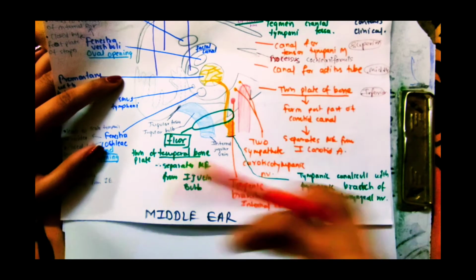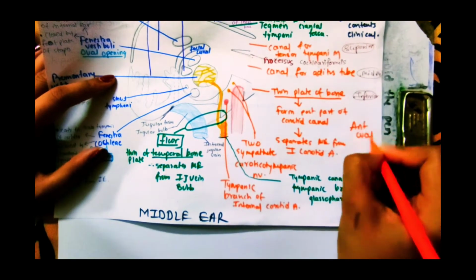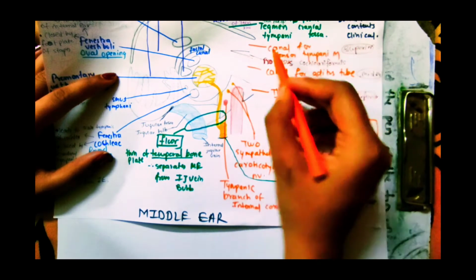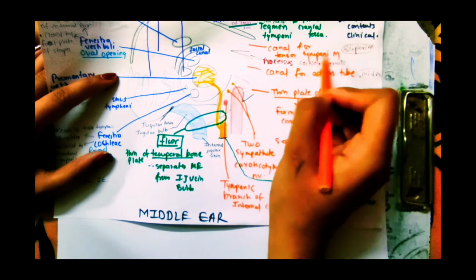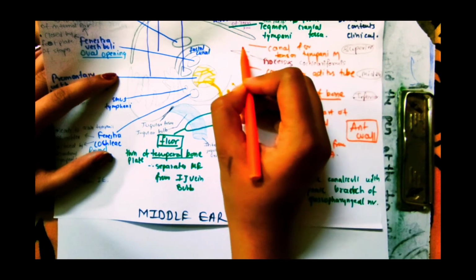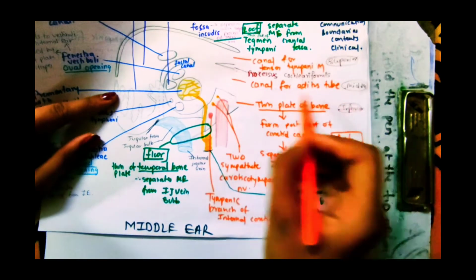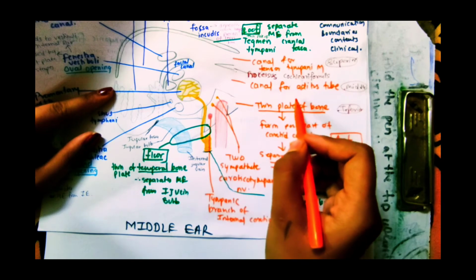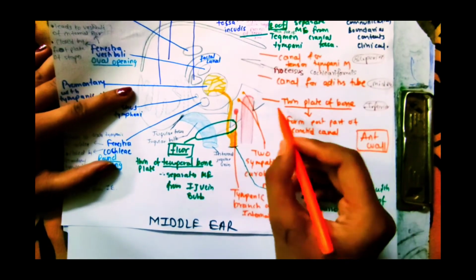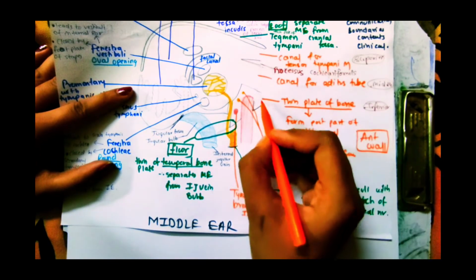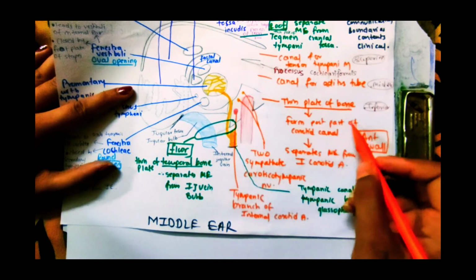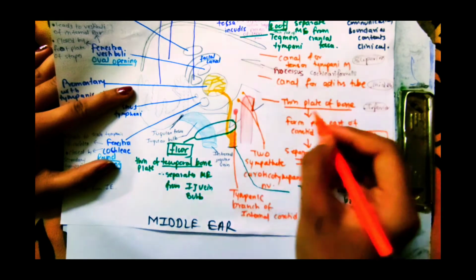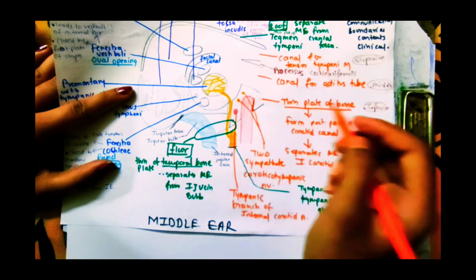Then comes the anterior wall. Superiorly it consists of a canal for the tensor tympani muscle. This is the canal for tensor tympani muscle. Then in the middle, it consists of a canal for the auditory tube. Then inferiorly there is a thin plate of bone which forms the posterior part of the carotid canal. This is the carotid canal, and this plate forms the posterior part of the carotid canal.